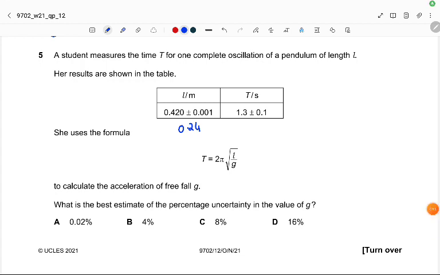So yeah, 0.24%, and we happen to have 0.1 divided by 1.3.